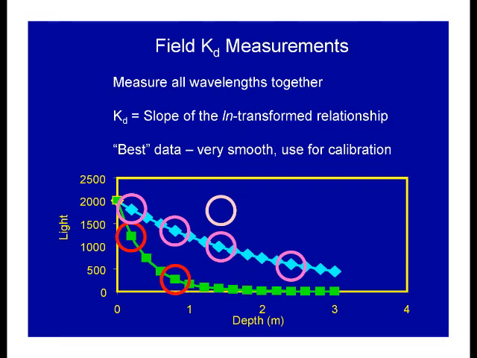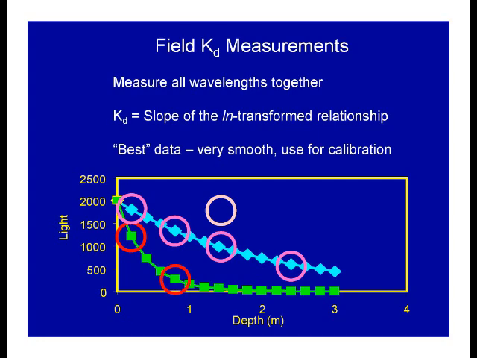Now, talking about how difficult light is to measure, sometimes you'll get a point that's here instead of here. And then when we transform and calculate KD from those data, that KD is no longer what it should be. So when we're looking for data to calibrate our model against, we want to use data that are in smooth progression. We look at the R-squared, or how linear that transformed data is, and we use only the best data to calibrate it.